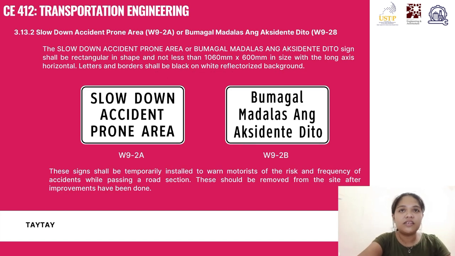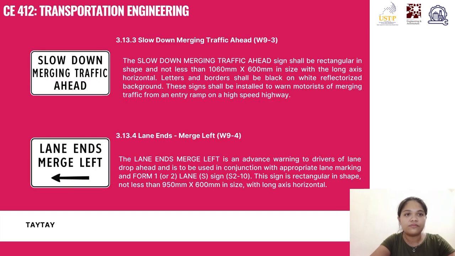This sign says slow down, accident-prone area. The sign W9-2A, or in Filipino, bumagal, madalas ang aksidente dito, sign W9-2B. It's used temporarily in areas where many accidents happen, like sharp curves or blind spots, until engineering improvements are made. It's a reminder to drive cautiously and expect the unexpected in those areas or zones.